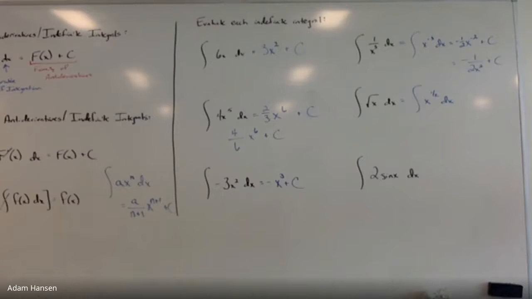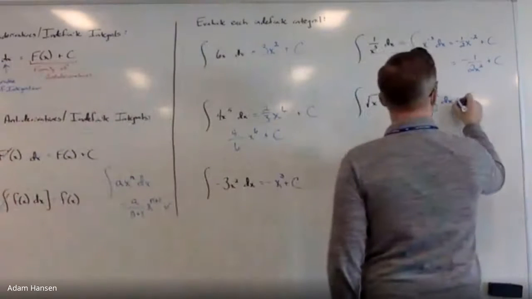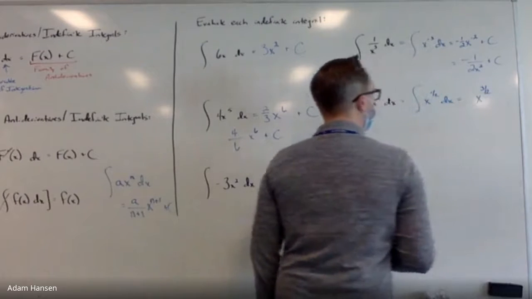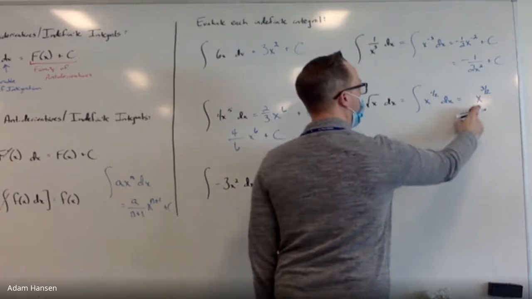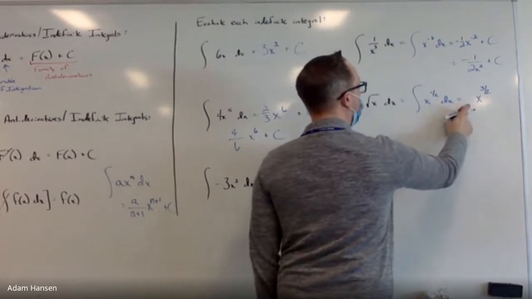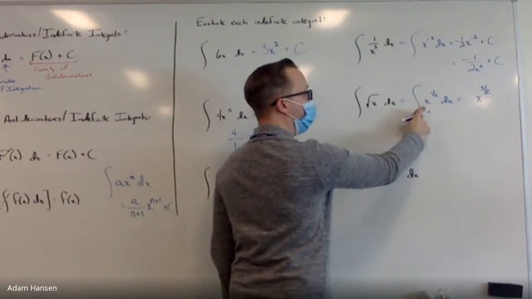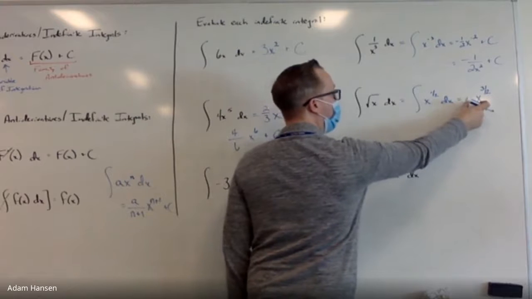1 1/2. How about an improper fraction? Let's keep it improper rather than a mixed 3/2. So it's going to be x to the 3/2. But I still don't have quite the right antiderivative, because if I take the derivative of x to the 3/2, it's 3/2 x to the 1/2. I want it to be 1x to the 1/2. So what multiplier do I need out in front to produce the right antiderivative?